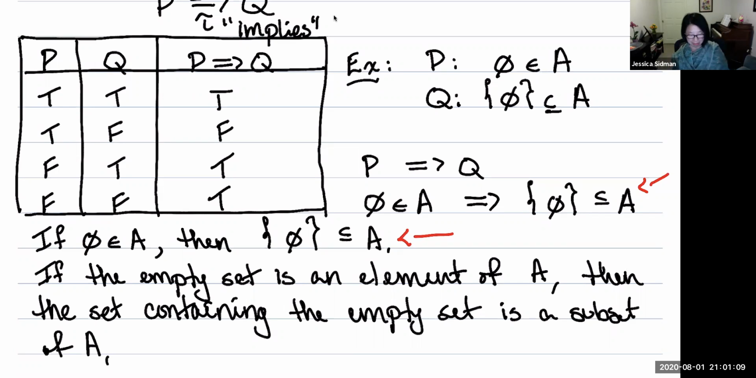What about this last one? If the empty set is an element of A, comma, then the set containing the empty set is a subset of A. To me, at least, that one is not so easy to understand. It's very wordy, and I don't know what to pay attention to, like, oh, so many words. It's a little bit a matter of taste, and you'll find the balance as you write more. But I would say this one is a little bit too wordy.